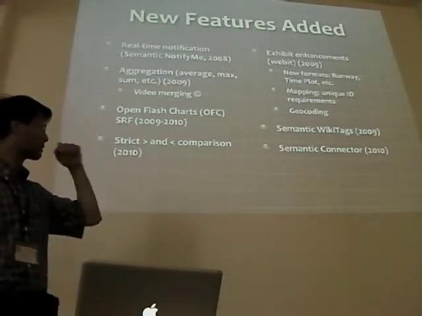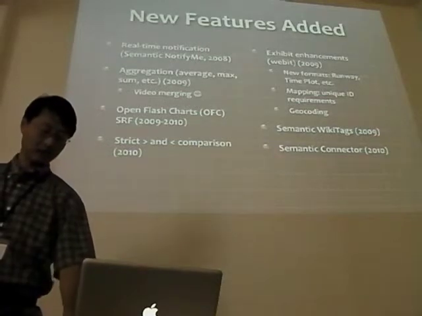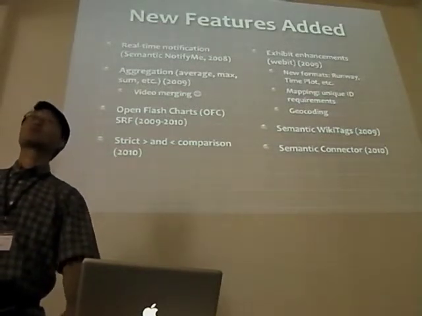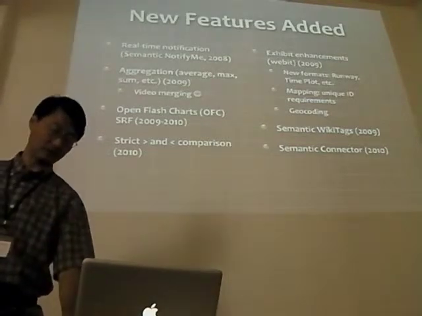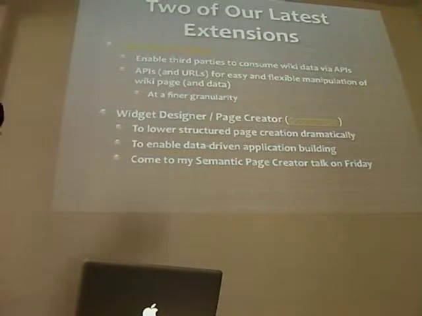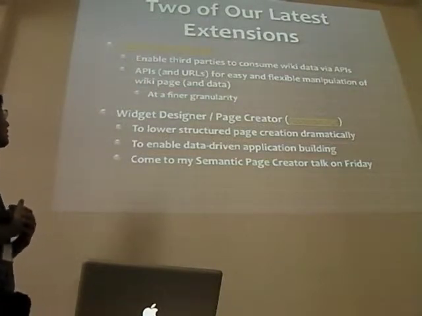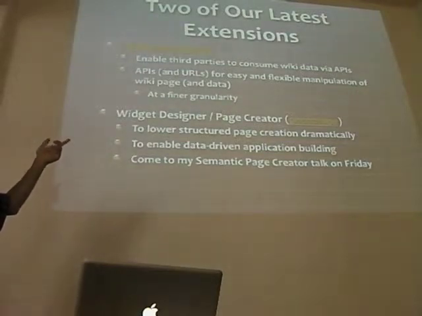There are some other extensions, like the wiki tag, supporting the Microsoft Office connector with the wiki, and the semantic connector to transform one form into another form. So I'm going to talk about two of our latest extensions. One is called the Wiki Optimalo. Another is the Wiki Designer or Page Creator, which I will talk about on Friday.